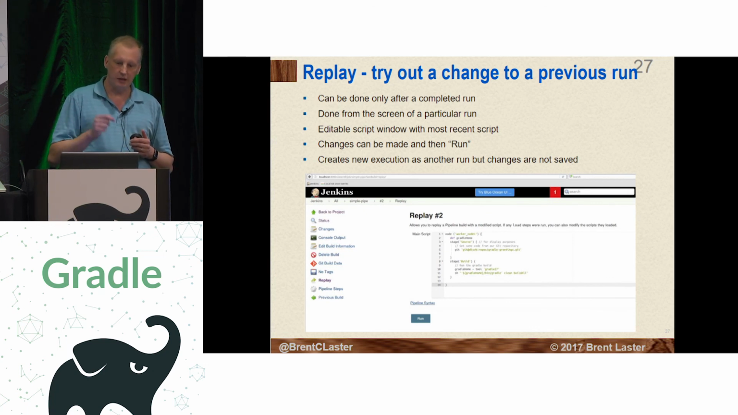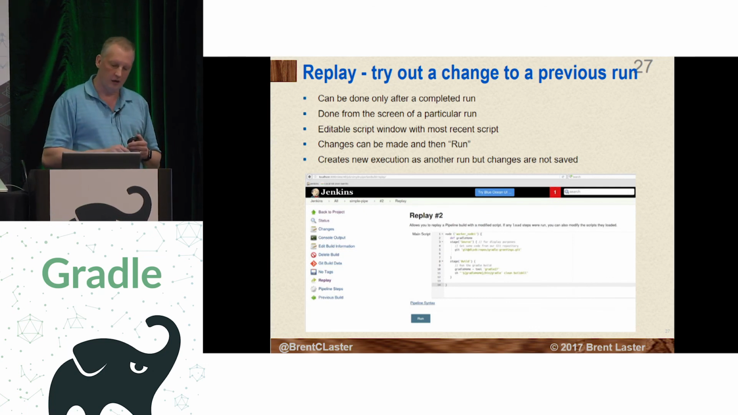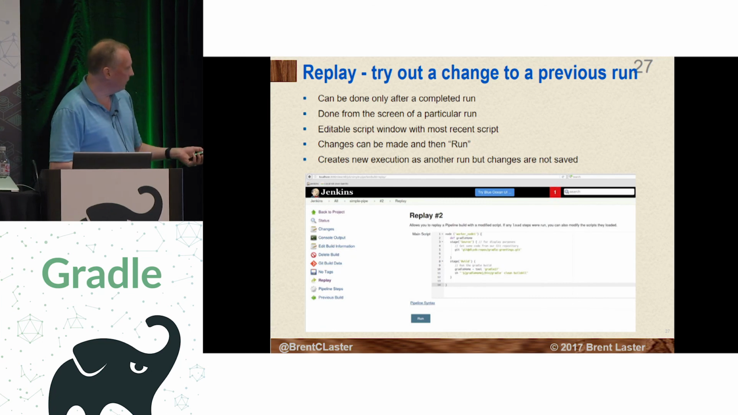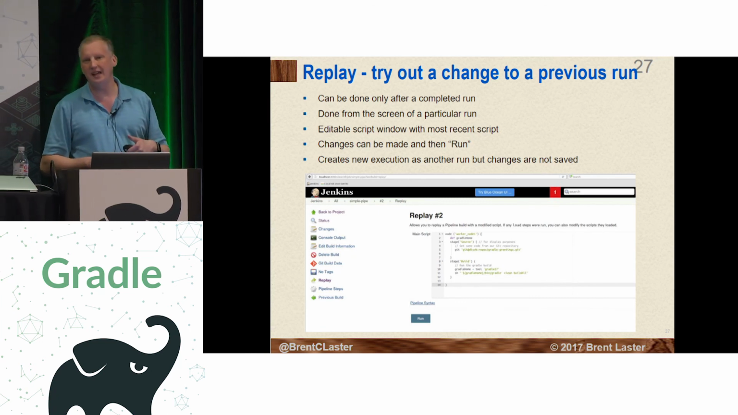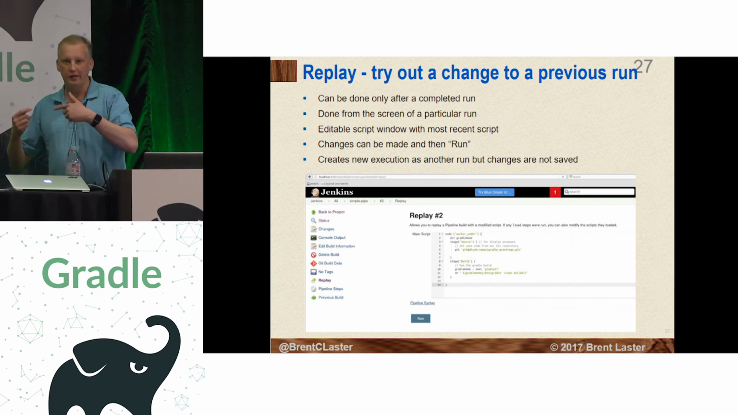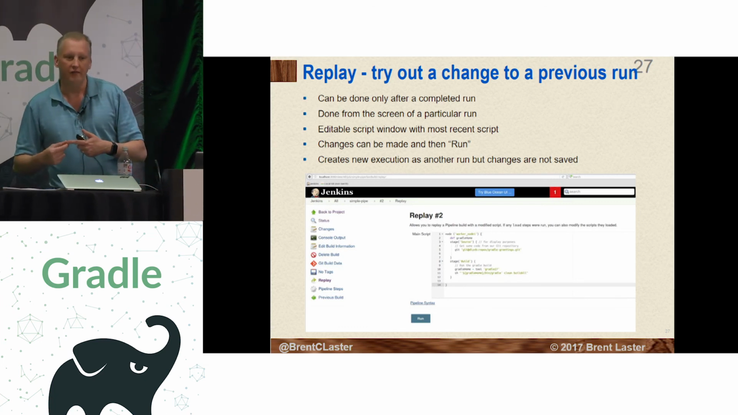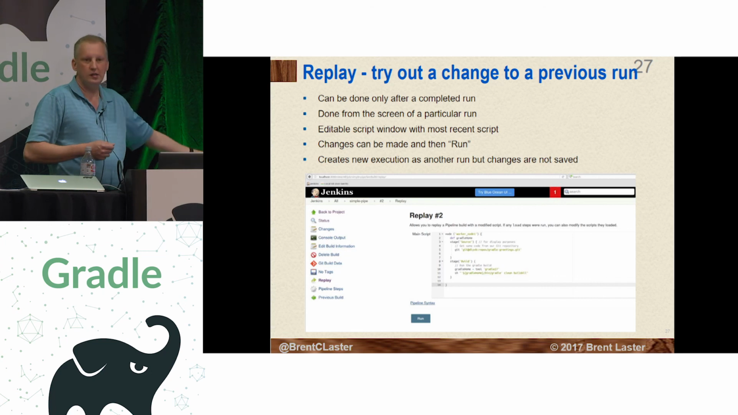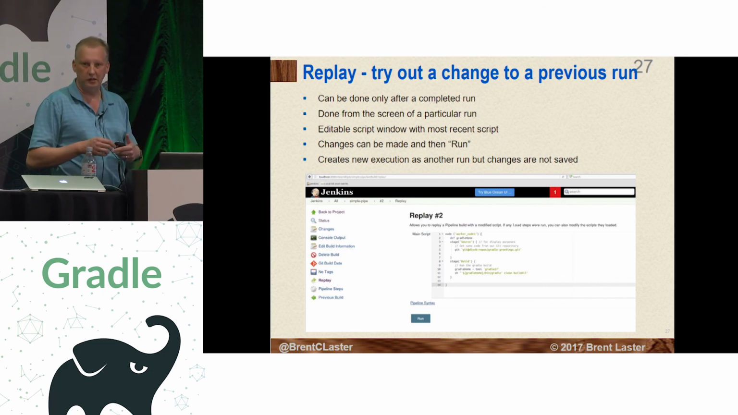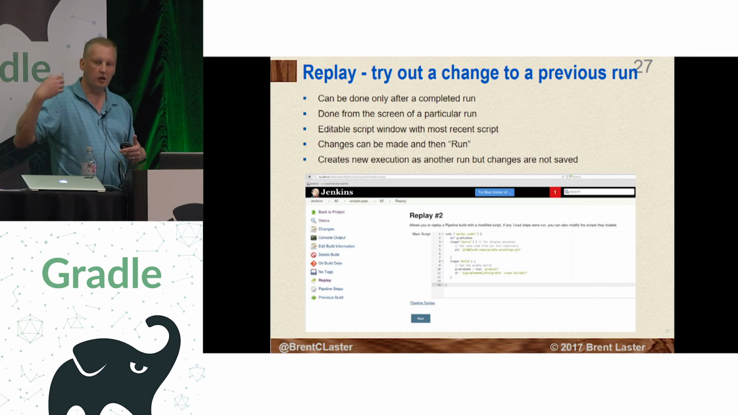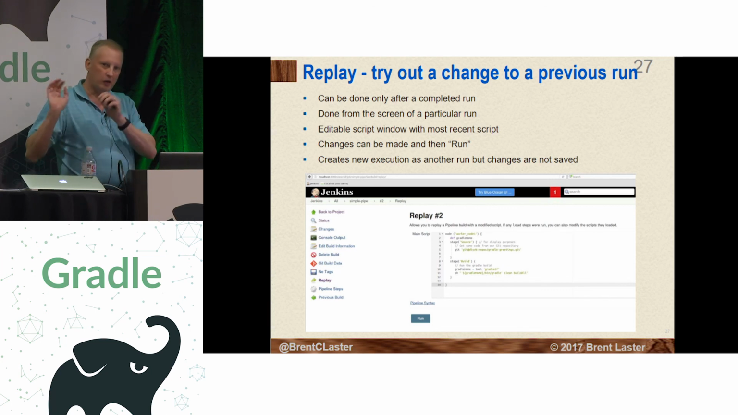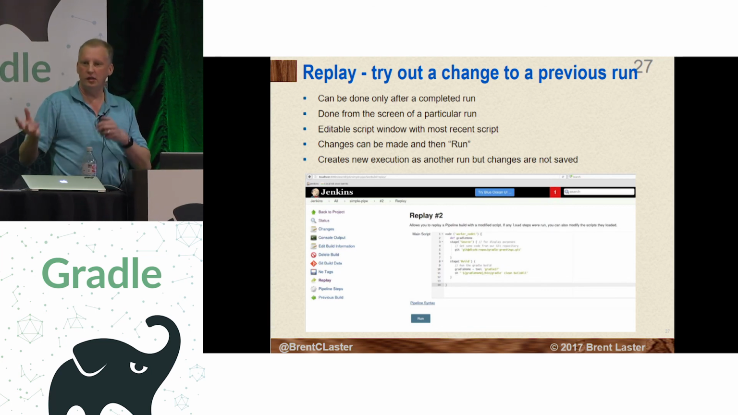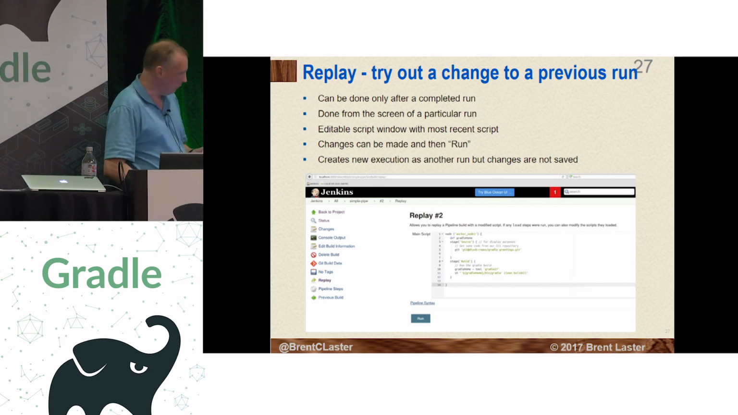The idea is I go to that run, I go in, click on this replay link. I can type changes in the editor there for the code that was current at that run. Then I can save it and do another run of the job. Now, replay does not save your changes back to the original script, so you can try things out here. This is a quick try it, see if it fixes it, go on your way. So, handy little tool there.